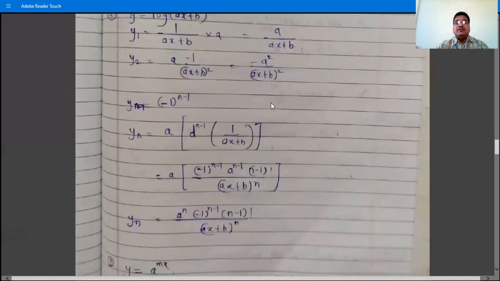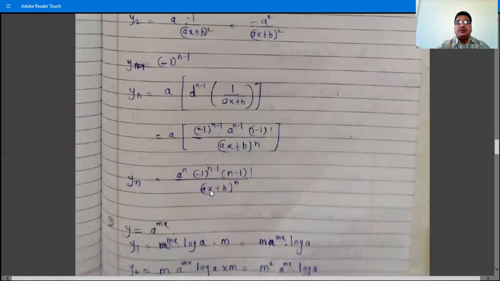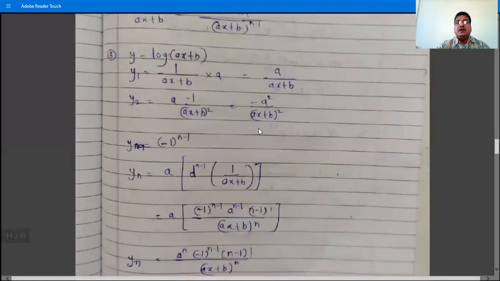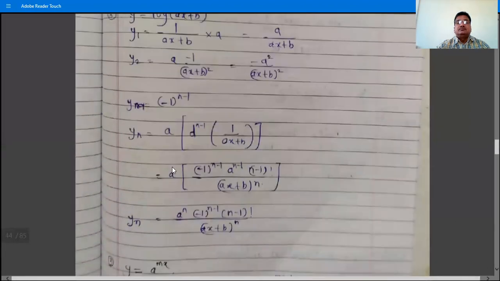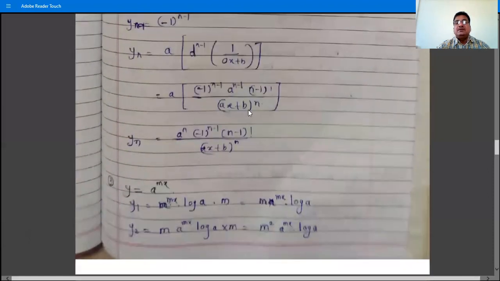In this way, to find y3, y4 and so on. So we write y3, y4, y5, and then we have yn as this: minus 1 raised to n minus 1, n minus 1 factorial, over ax plus b raised to n. So we have this. That is y3. Next is y3, then y4, and then yn. Yn is this.